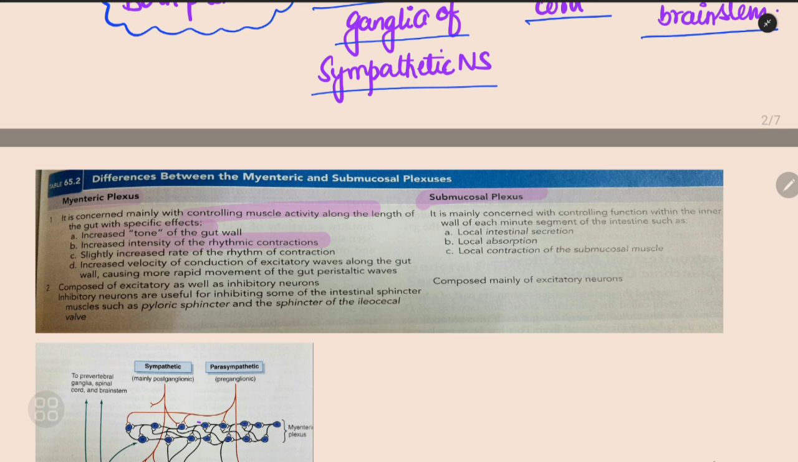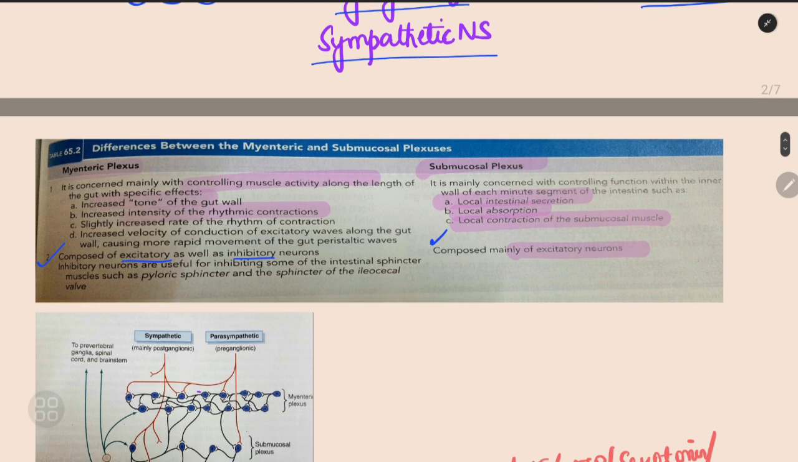So these are all related to the myenteric plexus, whereas the submucosal plexus is in the inner segment, towards the submucosa. That will be related to intestinal secretion, absorption, or contraction of the submucosal muscles. And mainly the submucosal plexus has excitatory neurons. Remember this point: the submucosal plexus mainly has excitatory neurons, whereas the myenteric plexus has both inhibitory as well as excitatory neurons.